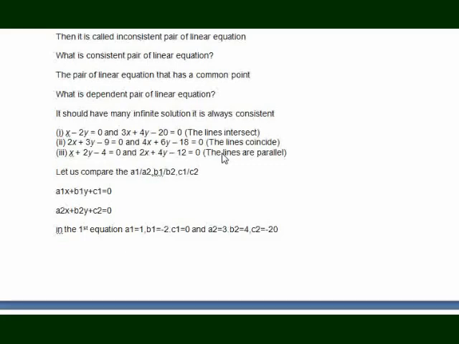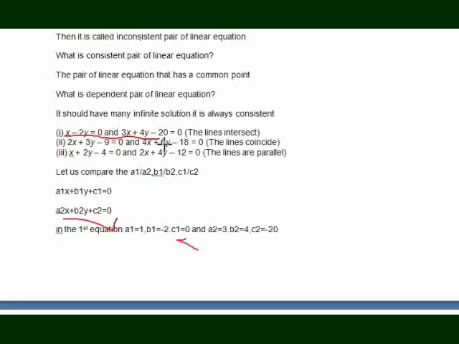the values. Okay, let's suppose this is an equation where a1x plus b1y plus c1 is equal to 0, and this is the second equation where a2x plus b2y plus c2 is equal to 0. Okay, so first we compare this equation. Suppose this is equation number 1 and this is equation number 2. So what is the value of a1 in this equation? That is 1, and b1 is equal to minus 2. Okay, c1 is equal to 0.